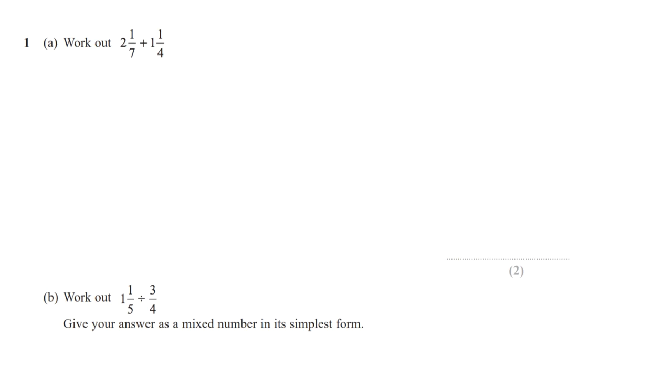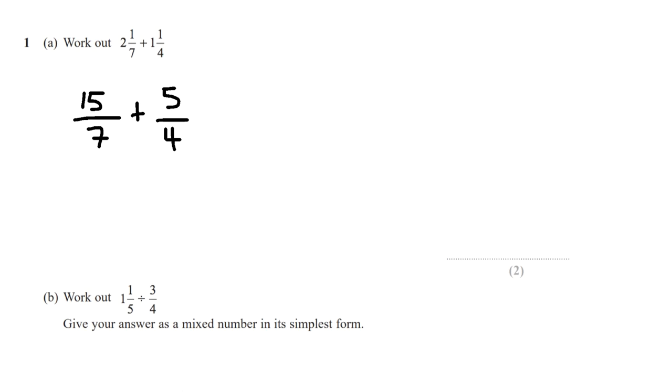And the way we can do that is by multiplying the denominator, for example 7, by 2 and then adding the numerator. So 7 times 2 is 14 plus the 1 is 15. So we should have 15 as the numerator and 7 as the denominator. Plus, we're going to follow the same procedures again. 4 times 1, which is 4, plus the 1 is 5. So 5 over 4.